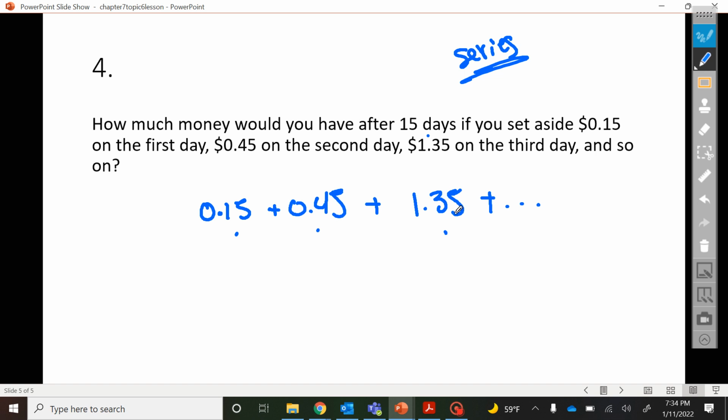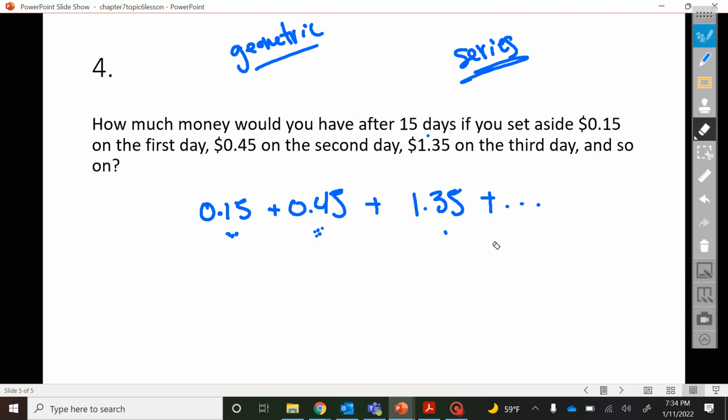Now we need to know if it's arithmetic or geometric. Well, first of all, if we check to see if it's arithmetic, if we go from this term to this term, it's increasing by 30 cents. Okay, from 15 cents to 45 cents, that would be 30 cents. Well, if it increased by 30 cents again, this next term should be 75 cents, but it's not. So this could not possibly be arithmetic. This has to be geometric.